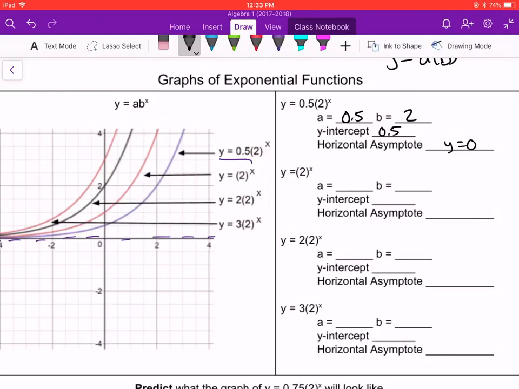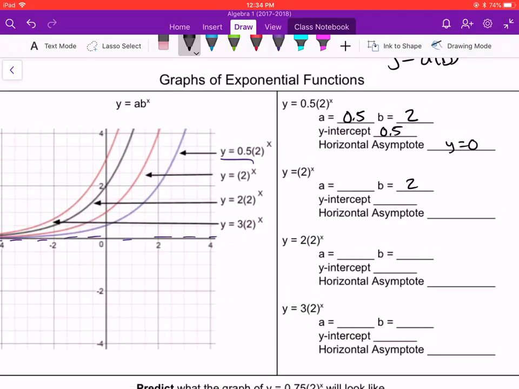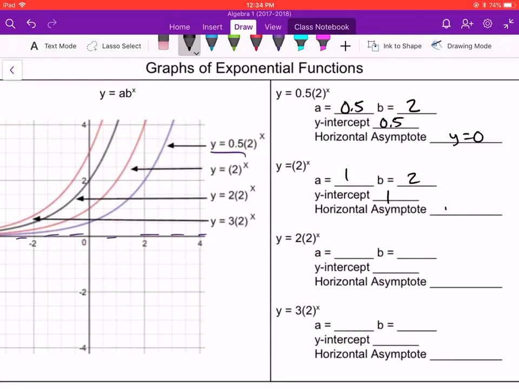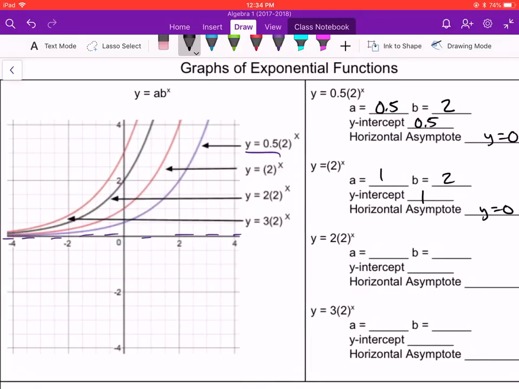Let's look at the next one, 2 to the x. There's a 2 in parentheses. We know that's our b, but what would a be? It's missing. In this case, it would be 1. So your y-intercept would be 1. You would start at 1, and your horizontal asymptote is 0. If you look at the graph y equals 2 to the x, this red one here, see? It starts at 1.